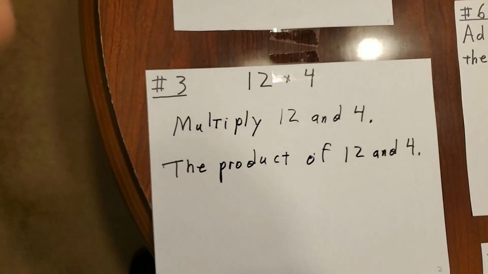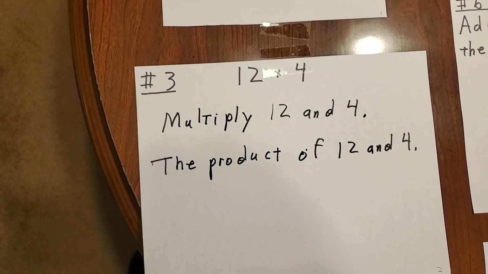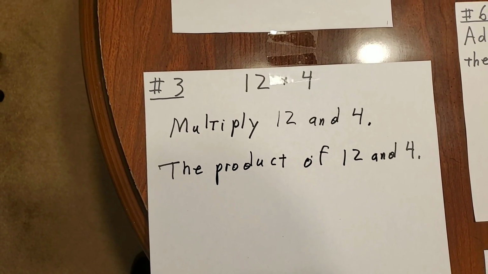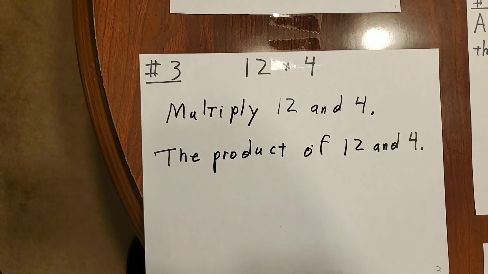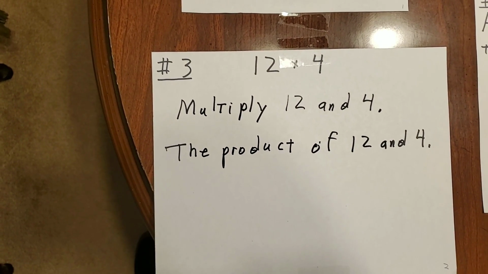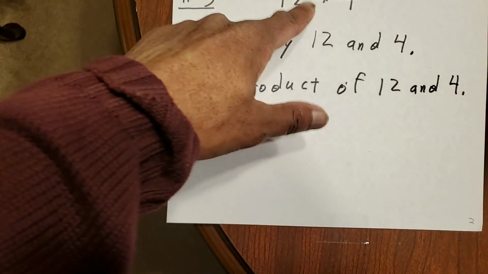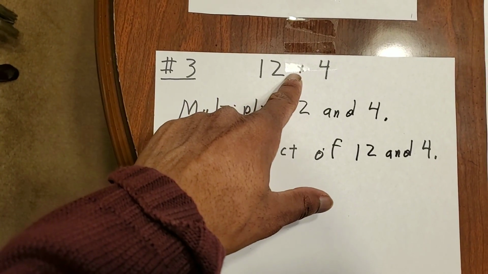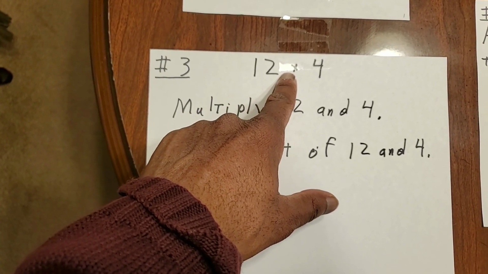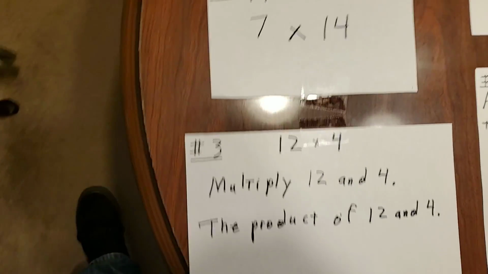So these are the two sentences or words that I am going to use to represent 12 times 4. I could say multiply 12 and 4, or I could say the product of 12 and 4. Okay, and everybody see what we just did? We looked at the operation sign and then we used that as a clue as to what words we can use. So let's go on to number 4.